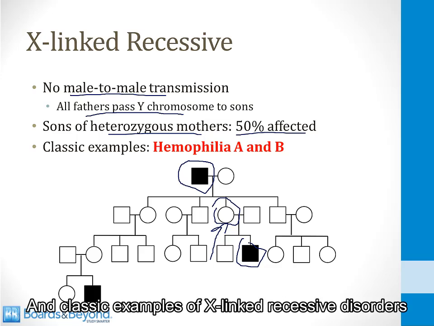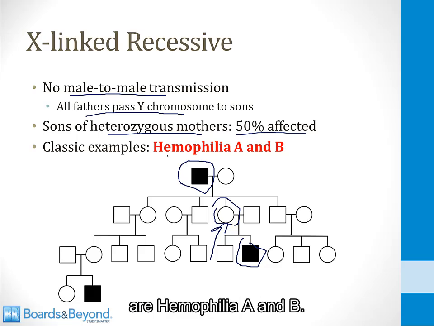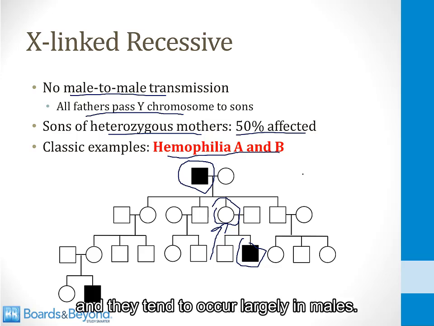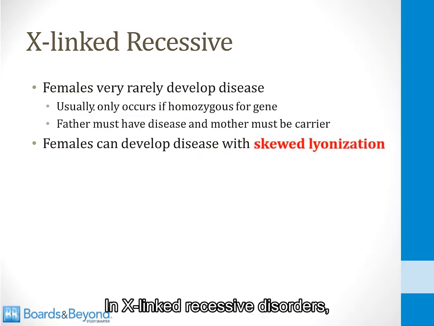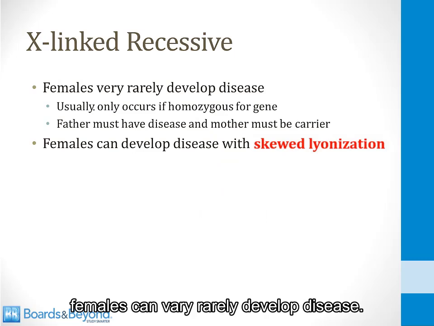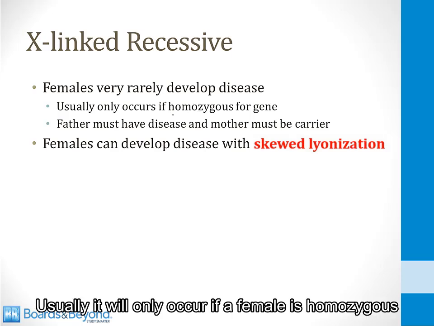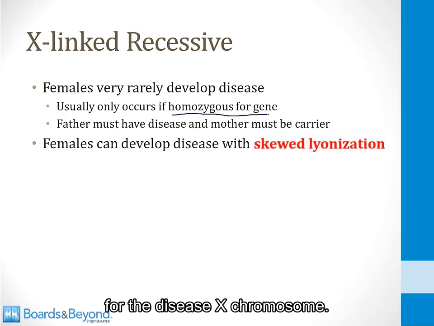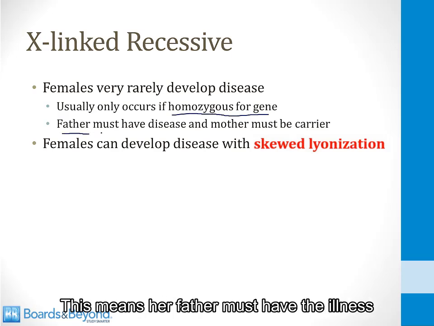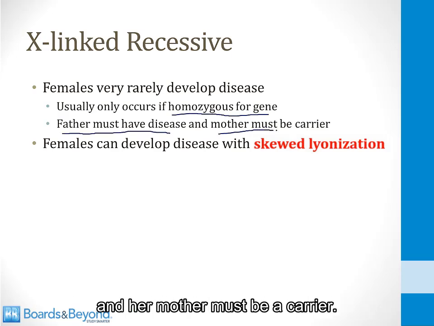Classic examples of X-linked recessive disorders are hemophilia A and B. These tend to run in families, and they tend to occur largely in males. In X-linked recessive disorders, females can very rarely develop disease. There are two ways this can happen. Usually it will only occur if a female is homozygous for the diseased X chromosome. This means her father must have the illness and her mother must be a carrier.